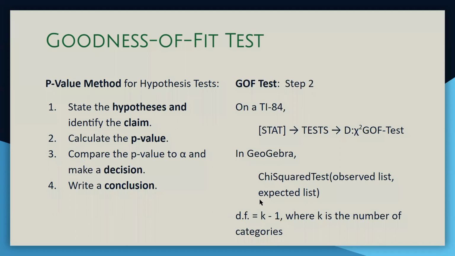You'll notice that in the GeoGebra function call, it doesn't ask for that because it can figure it out from the length of your observed and expected list. The TI-84 is going to ask for it, and it's kind of confirmation because technically the TI-84 can also figure that out from the length of the list.